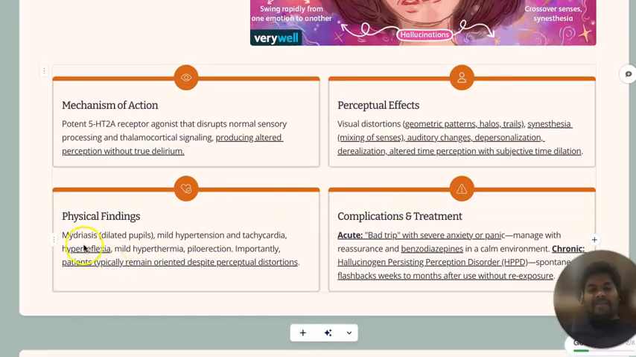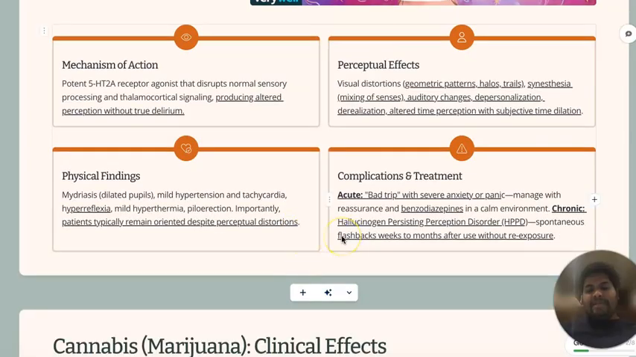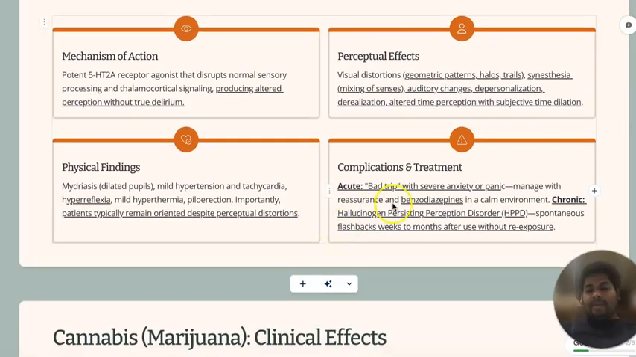So physical findings: you see hyperreflexia, again mydriasis, hypertension, tachycardia, that's common, but hyperreflexia is seen here, hypothermia, pyrexia. And yes, as I said earlier, the patient remains oriented despite perceptual distortion. And the complication: it can lead to severe anxiety or panic attacks in case of acute intoxication, and which is managed with benzodiazepines, and a patient must be kept in a calm environment and adequate reassurance must be given.